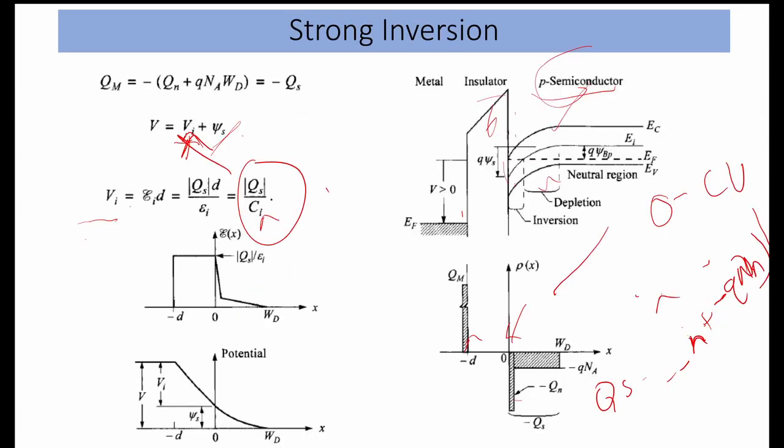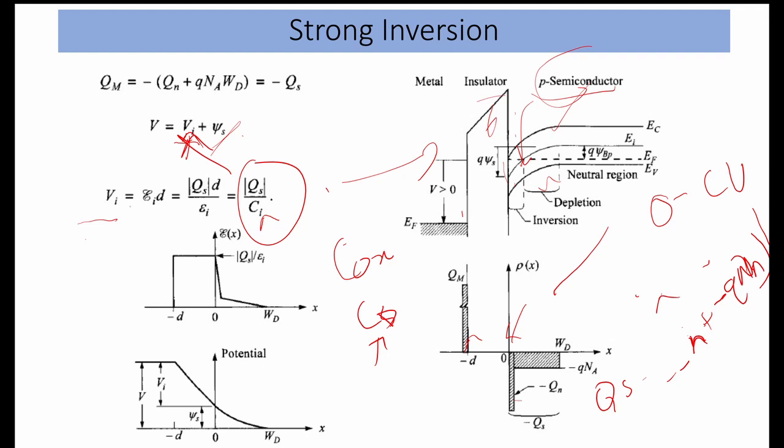Okay, so these are the two capacitors that you can see. These are the two capacitors which are in series combination. There is an oxide capacitor, COX, and there is a CS, we can say, or CD, which is because of the depletion region.